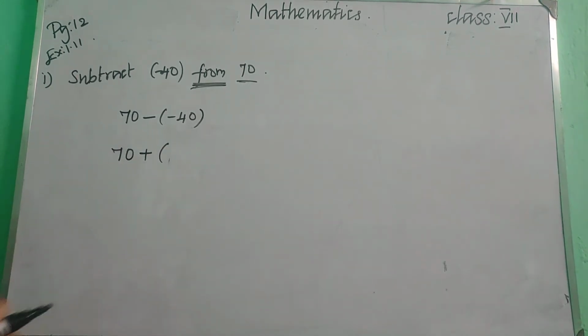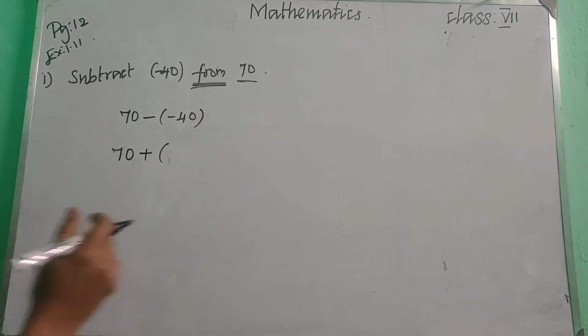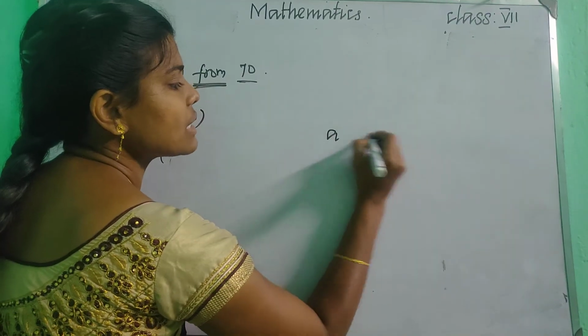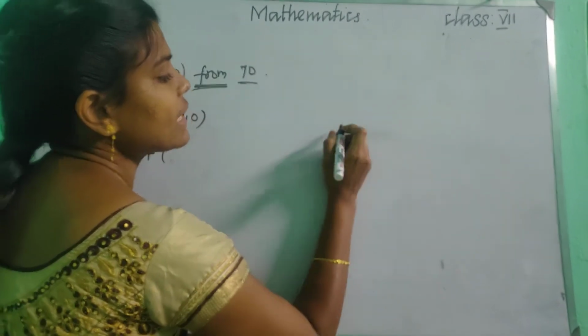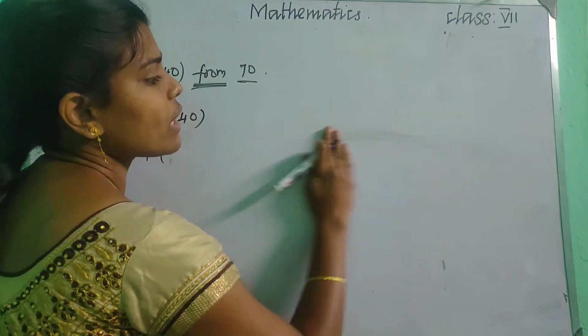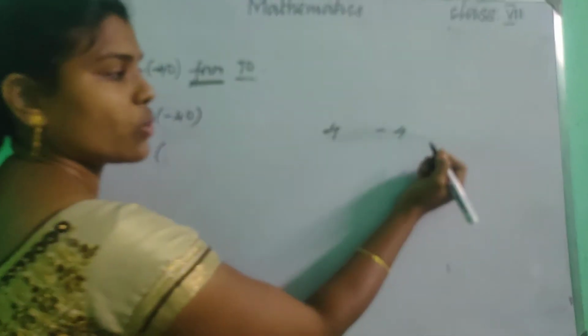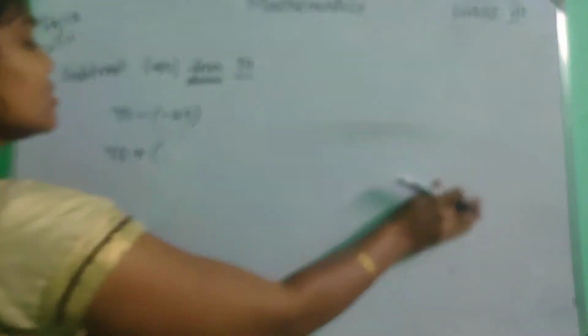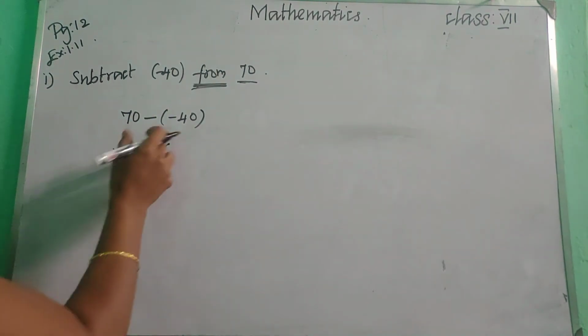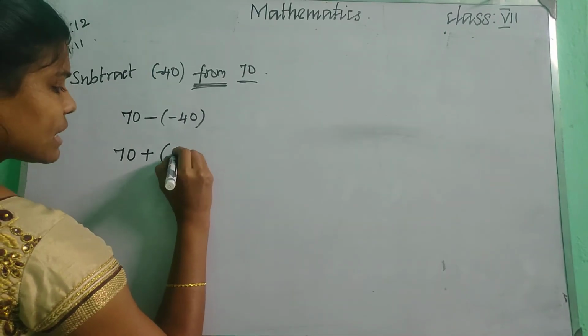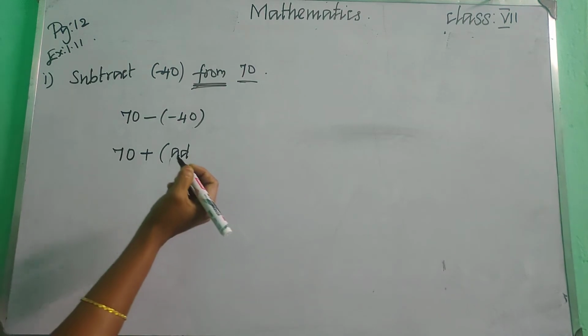Children, we have learnt about additive inverse, right? What is the additive inverse of A? The additive inverse of A is minus A. So the additive inverse of 1 is minus 1, and the additive inverse of 4 is minus 4. So we can write the additive inverse of minus 40. What is the additive inverse of minus 40?